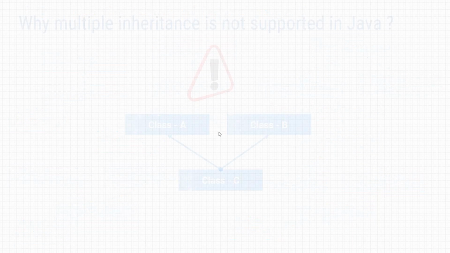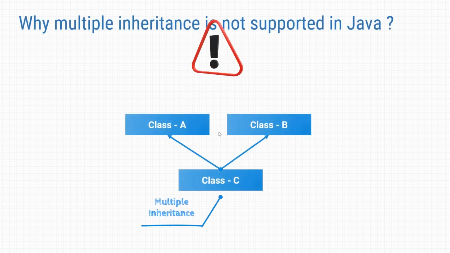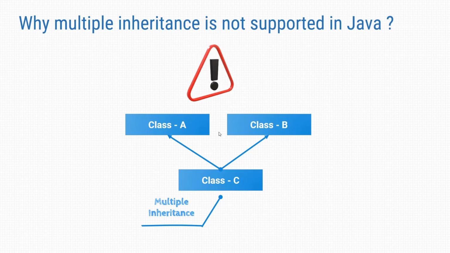Now let us answer the question of why multiple inheritance is not supported in Java. To give you an example, let us take two classes, class A and class B, and both classes have the same method name, let's say display. So class A has a display method and class B also has a display method. And class C is inheriting both A and B at the same time. So class C extends A, comma, B, which means that it is inheriting the properties from A and B.